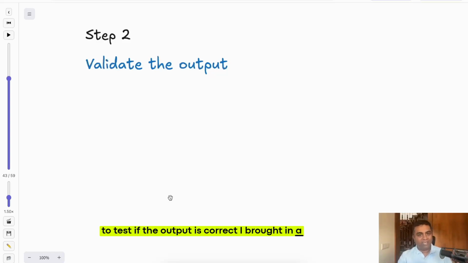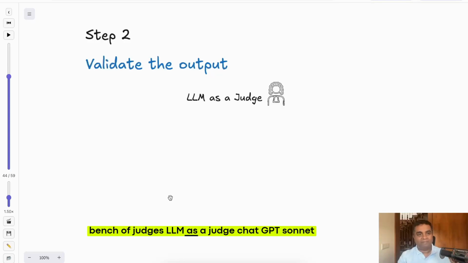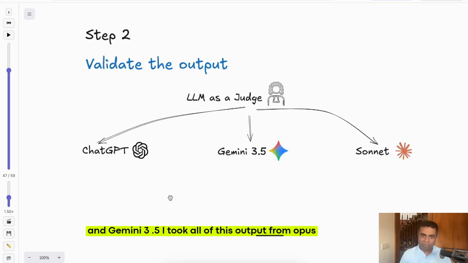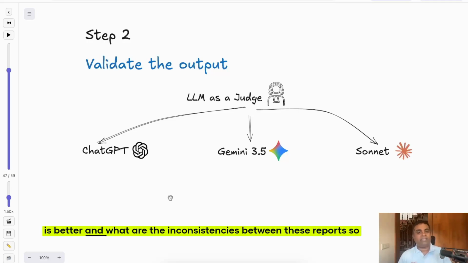I brought in a bench of judges, LLM-as-a-Judge: ChatGPT, Sonnet, and Gemini 3.5. I took all of this output from Opus and Fable and then fed it to ChatGPT, Gemini, and Sonnet and asked them to validate if the report is good or bad, and if so, who is better and what are the inconsistencies between these reports. So this will give us a good idea of who generated a good report for me. Let us look at the output from ChatGPT, Gemini, and Sonnet.